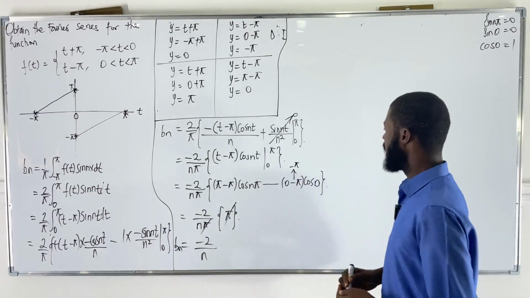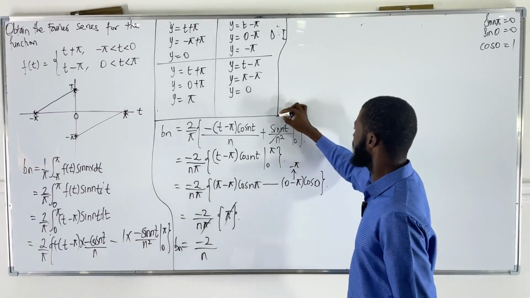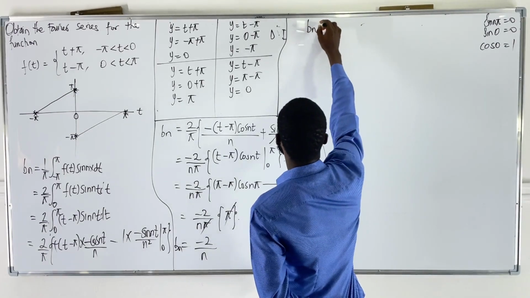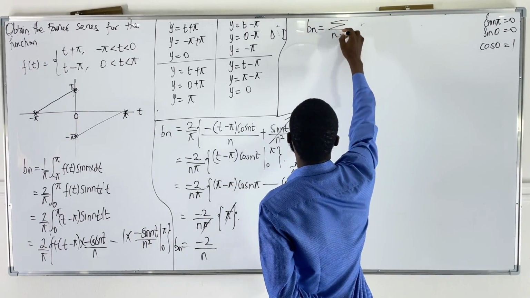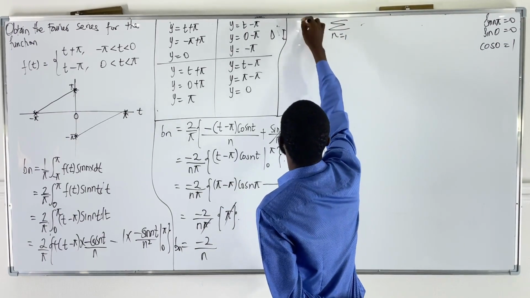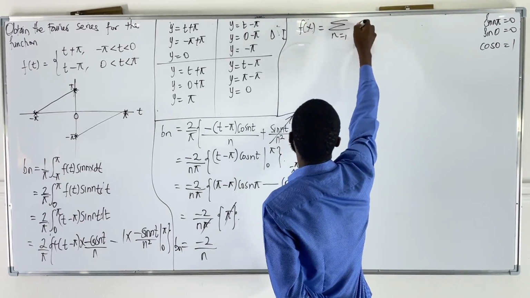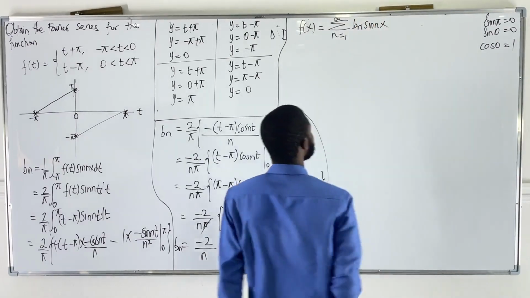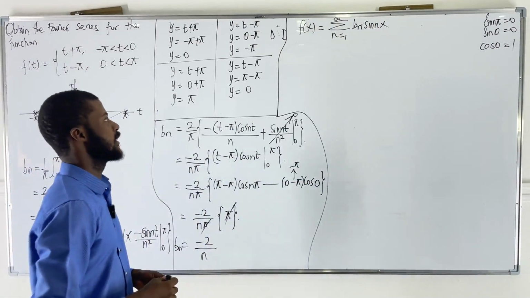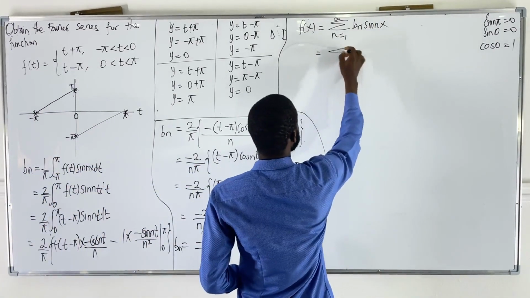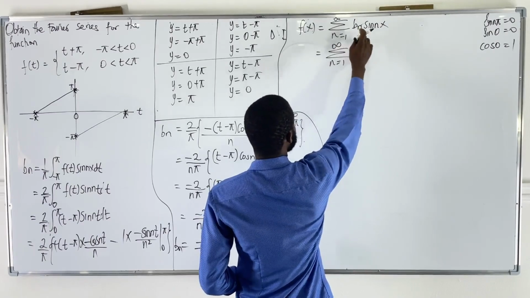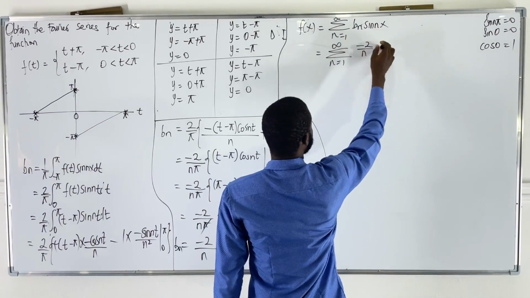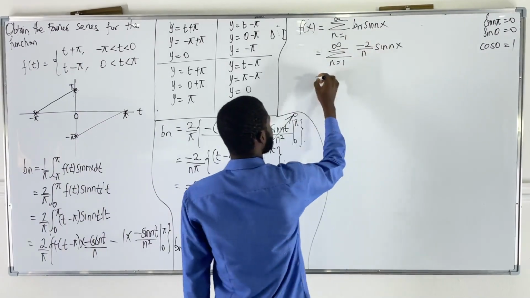So right now, let us find the Fourier series of this function. f of x is the sum from n equal to 1 to infinity of b sub n sine nx. So that's what it is. So right now, this will be the sum from n equal to 1 to infinity. Our b sub n is minus 2 over n. This is minus 2 over n sine nx.